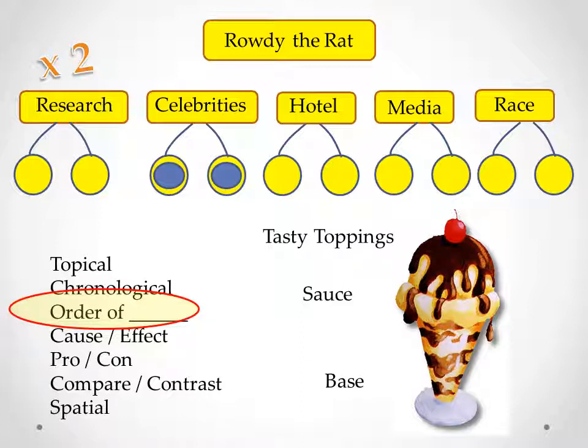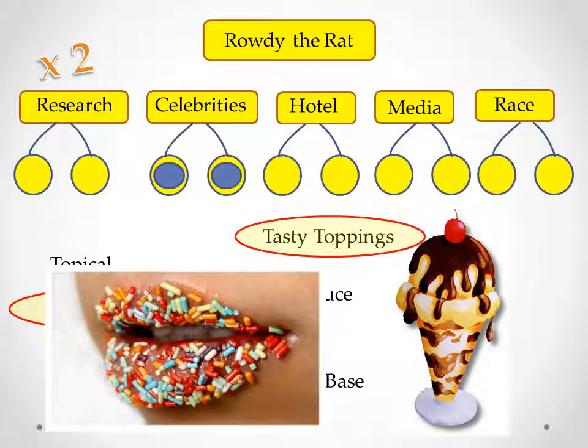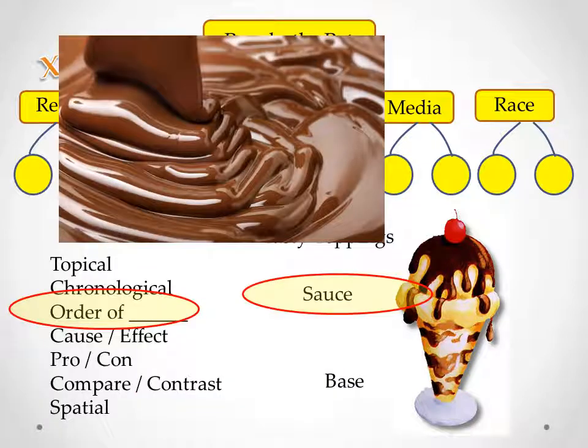How would you do order of importance with this? Which one's most important? Order of importance or relevance. Which one is most relevant? Which one is most important? That's really subjective. I'm going to say tasty toppings. You might say the base. You might say the base is most important. I'm going to say tasty toppings because no matter what, I want sprinkles. I love sprinkles. Sprinkles are yummy. Sprinkles are fun. I want me some sprinkles on my sundae.